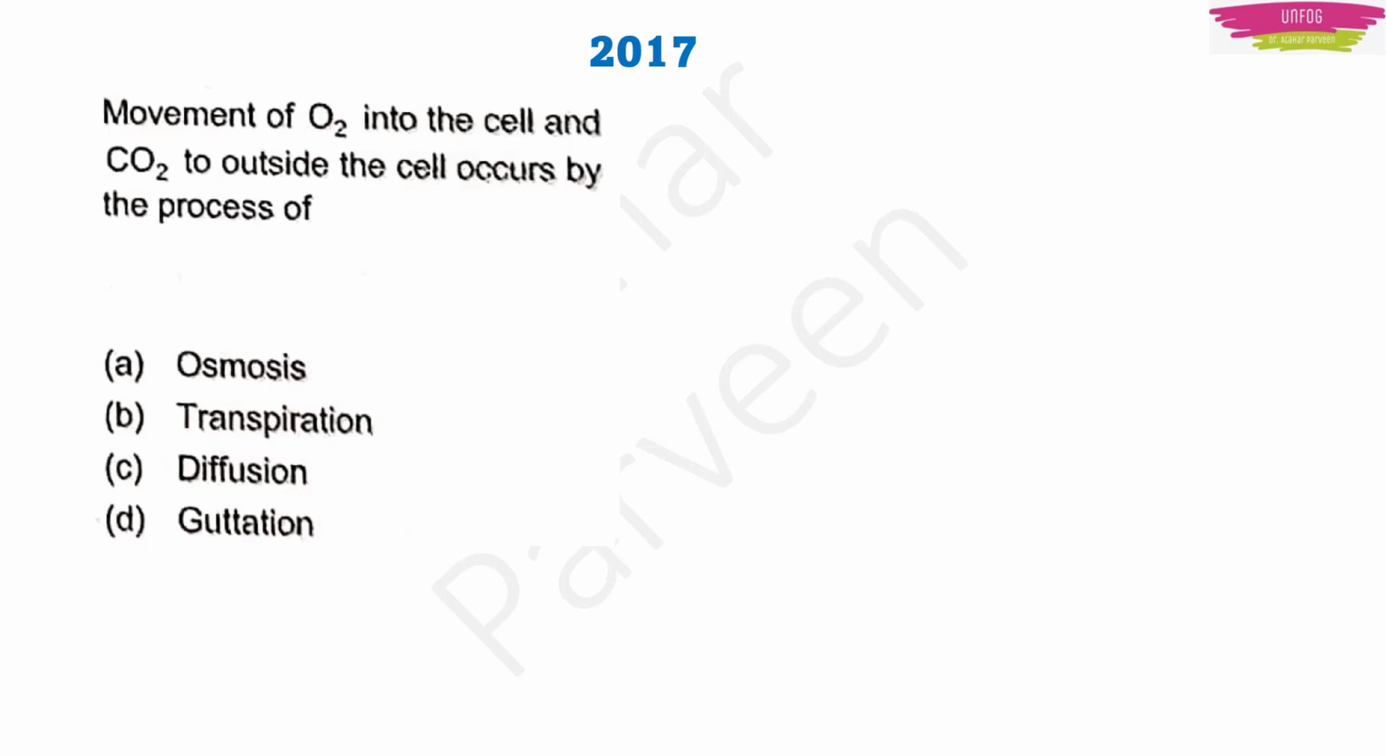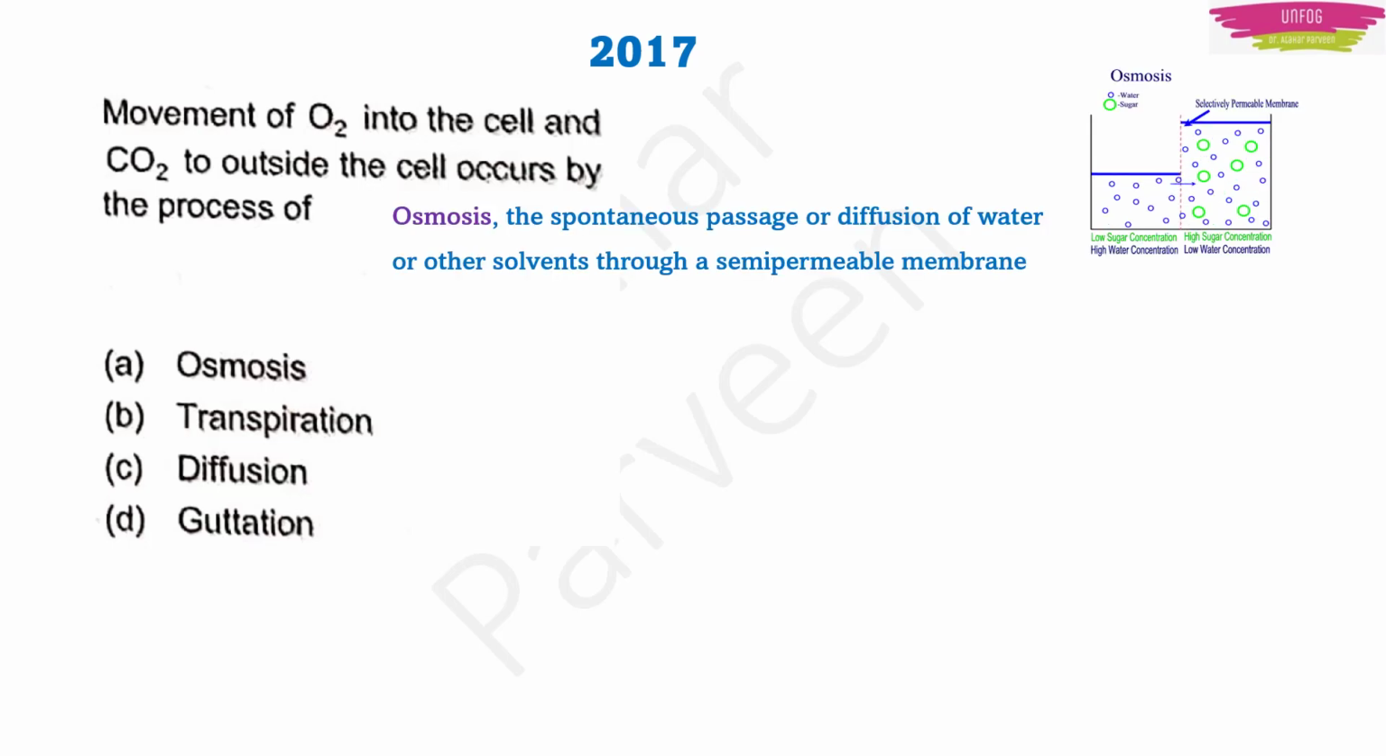Okay. So the first question is: movement of oxygen into the cell and carbon dioxide to outside the cell occurs by the process of. Here 4 options are given: osmosis, transpiration, diffusion and guttation. Now what is osmosis? Osmosis is the spontaneous passage or diffusion of water to other solvents through a semi-permeable membrane. Here I have given you a figure also so as to make you all understand clearly.